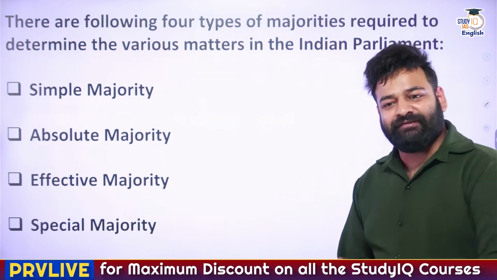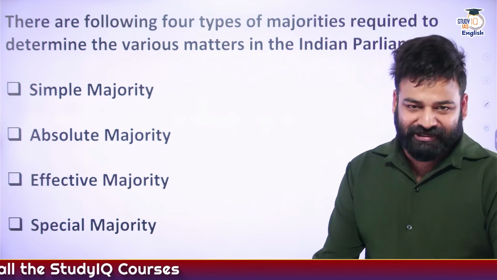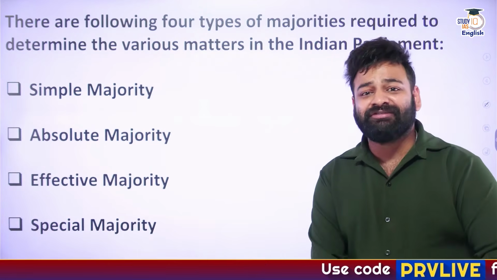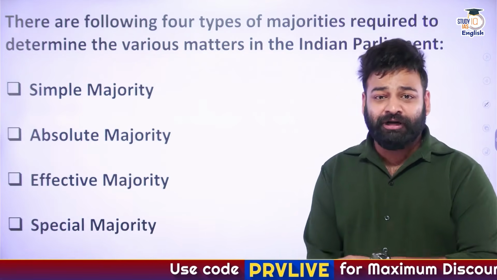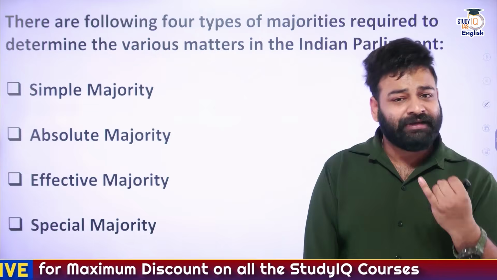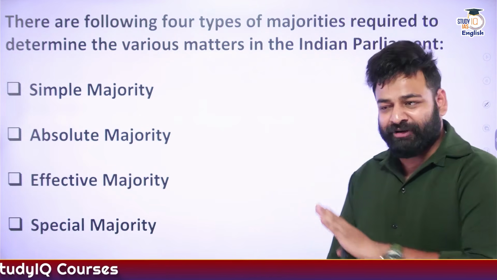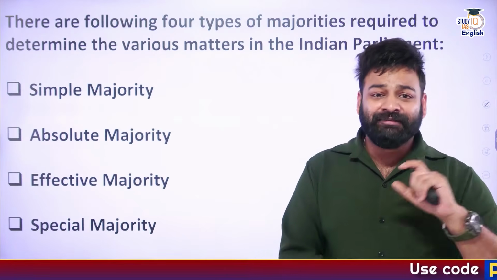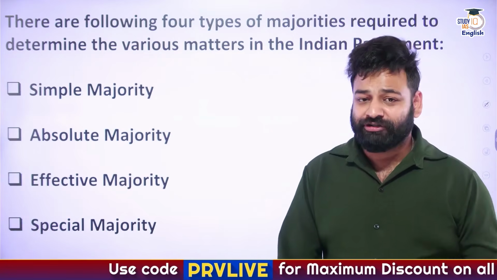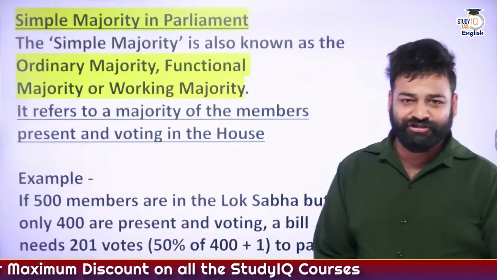So guys, remember, we have only these four types of majorities. There is no fifth, sixth, seventh type. The difference is that the special majority, the fourth one, has three subtypes. But when you talk about the major classification, it is just four: simple majority, effective majority, absolute majority, and special majority. Eliminate any idea that there is a fifth, sixth, seventh, or eighth type. Once again, the special majority has sub classifications of three types.